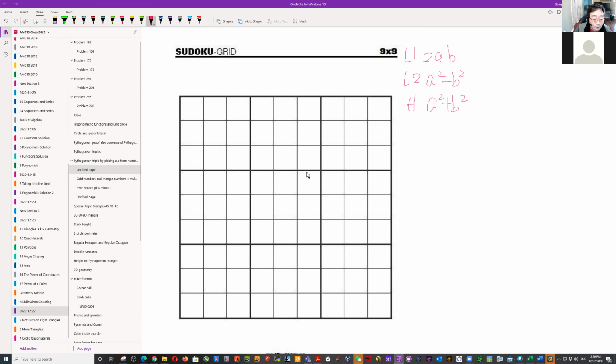So basically, if we label 1, 2, 3, 4, 5, 6, 7, 8, 9, and 1, 2, 3, 4, 5, 6, 7, 8, 9, this is how we pick a and this is how we pick b. Obviously we cannot pick a and b to be the same, because if a equals b, then a square minus b square cancels out. We get 0, a degenerate right triangle, which is not good. So they have to be different, and this line gets crossed out.